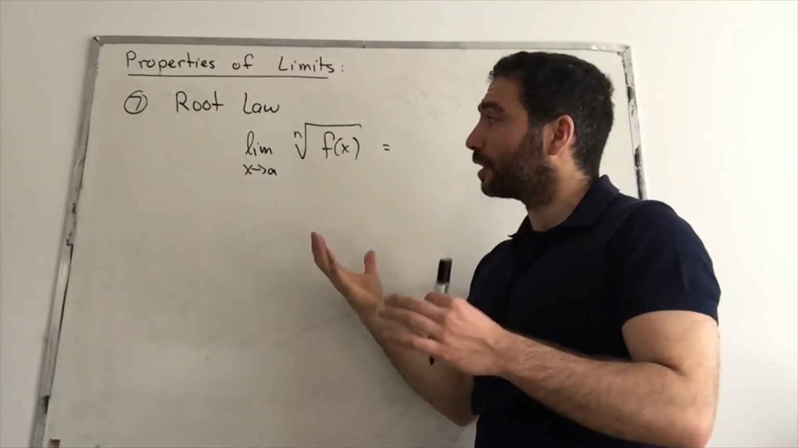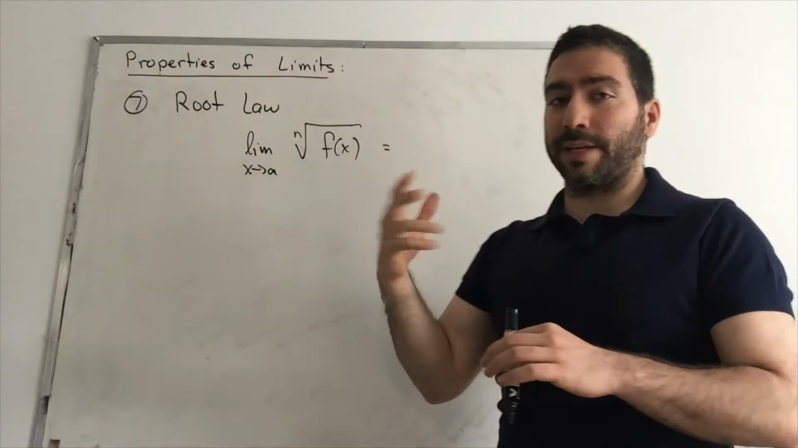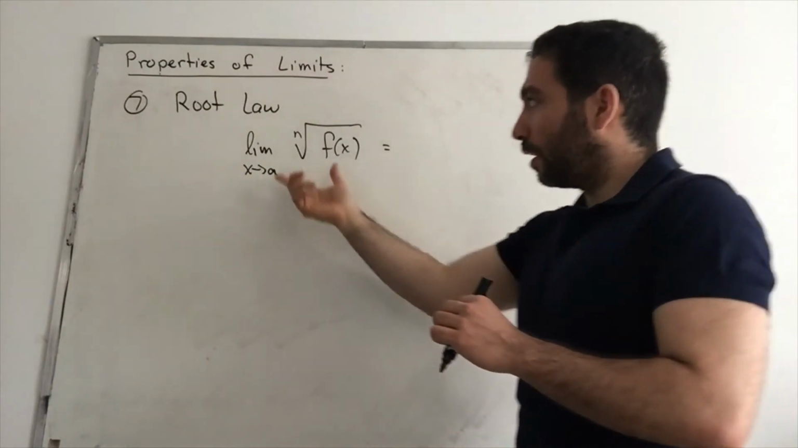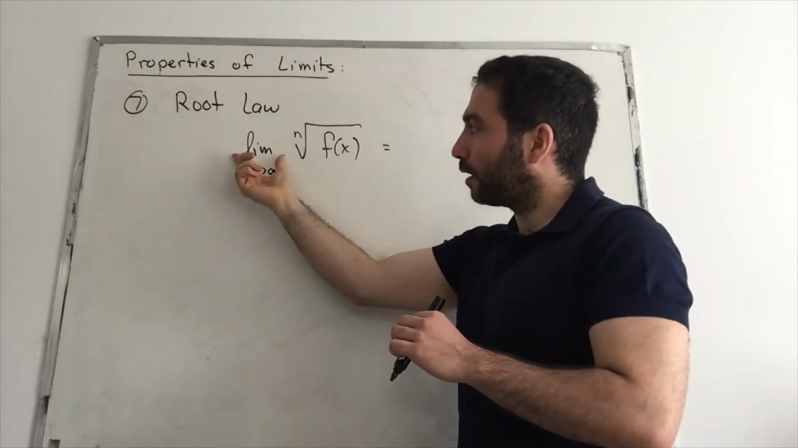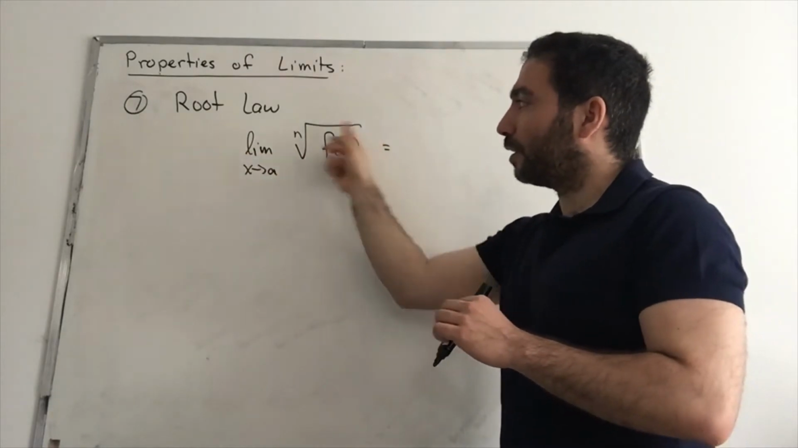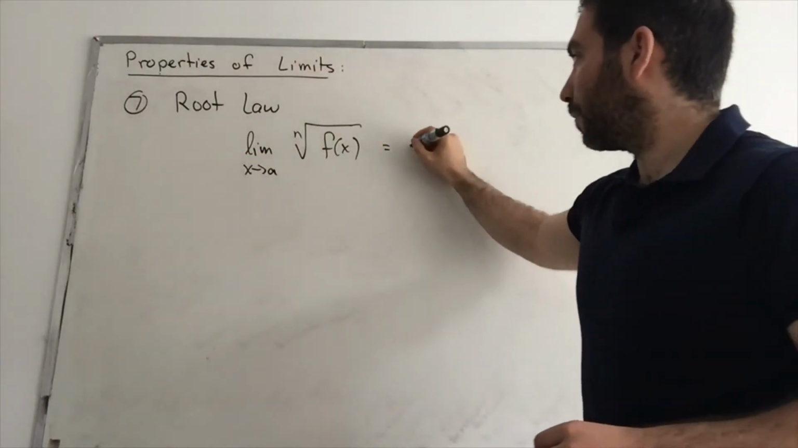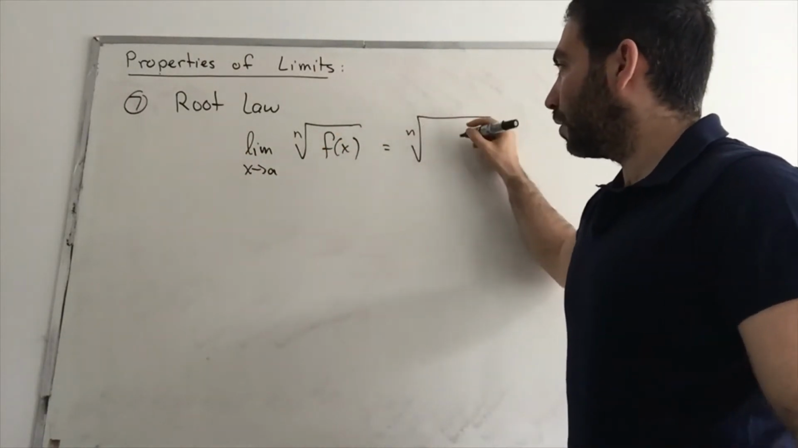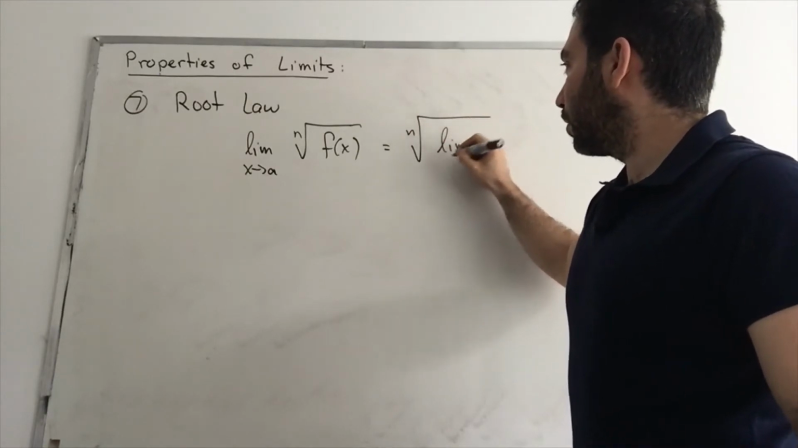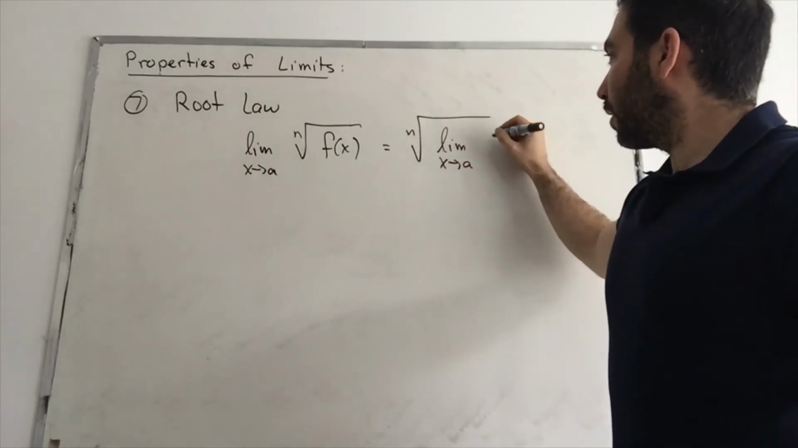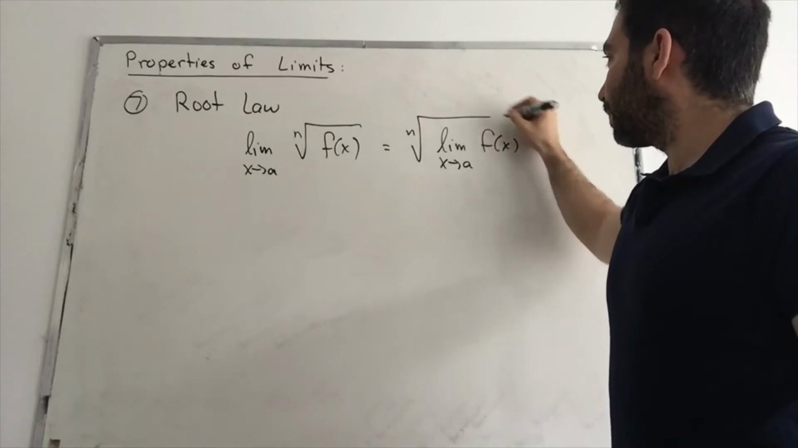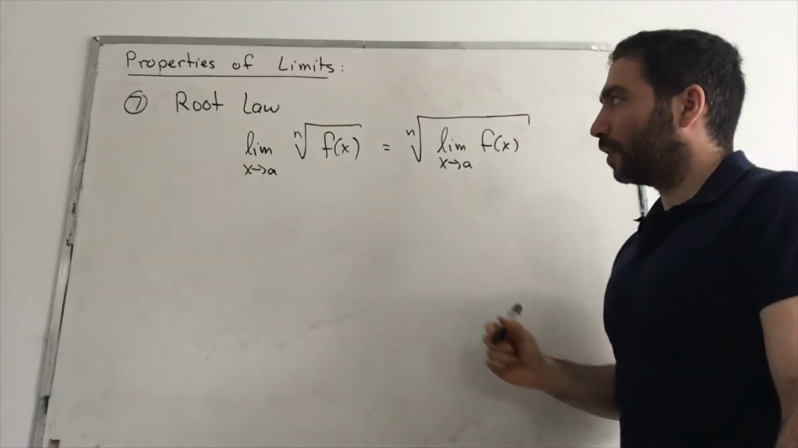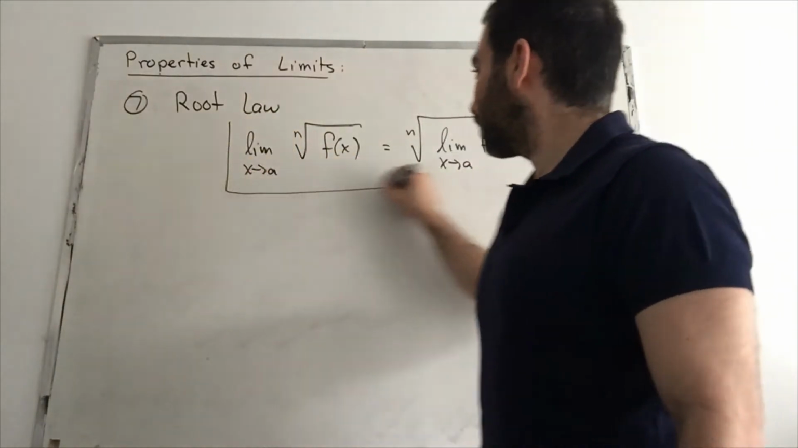We actually have a stronger statement, and this is true for any continuous function, but at the end of the day, the root law tells us that you could take the limit, jump inside the root, and evaluate the limit inside. Okay. We use this often in Cal 1. So the limit as x approaches a of f of x. Okay. So this is the root law.